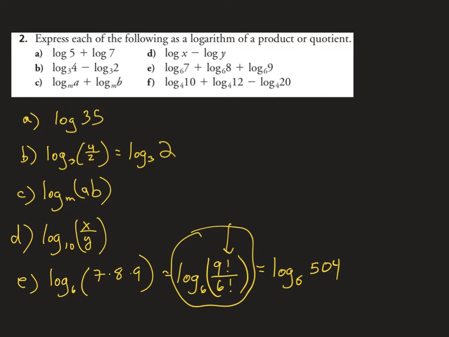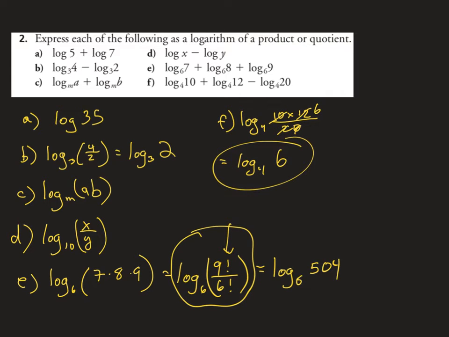And let's see, part F, log base 4 of 10 times 12 divided by 20, and that's going to be equal to the log base 4 of 6.